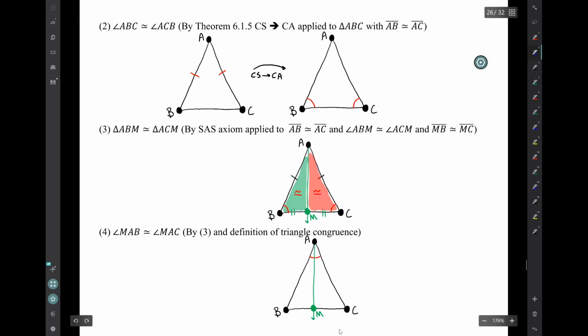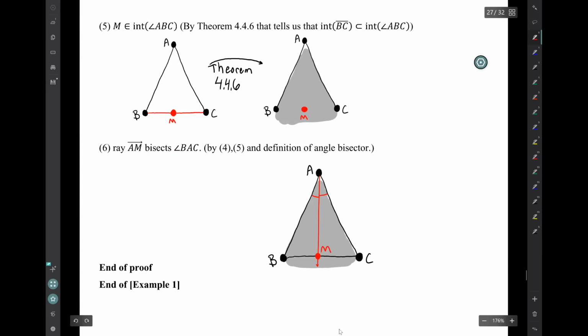In statement 4, we can say, therefore, that these two angles are congruent. This angle of that triangle on the left is congruent to this angle of the triangle on the right. Now you might think that we're done. It looks like we have an illustration of ray AM being a bisector of angle A. But remember, the definition of bisector says more than just that it creates two congruent angles. Notice what comes next. We have to prove that point M is in the interior of angle BAC.